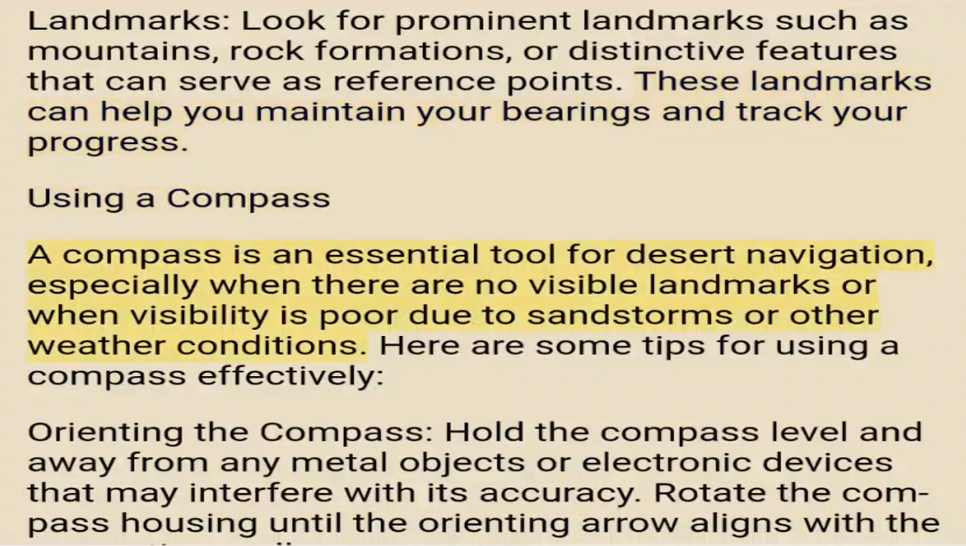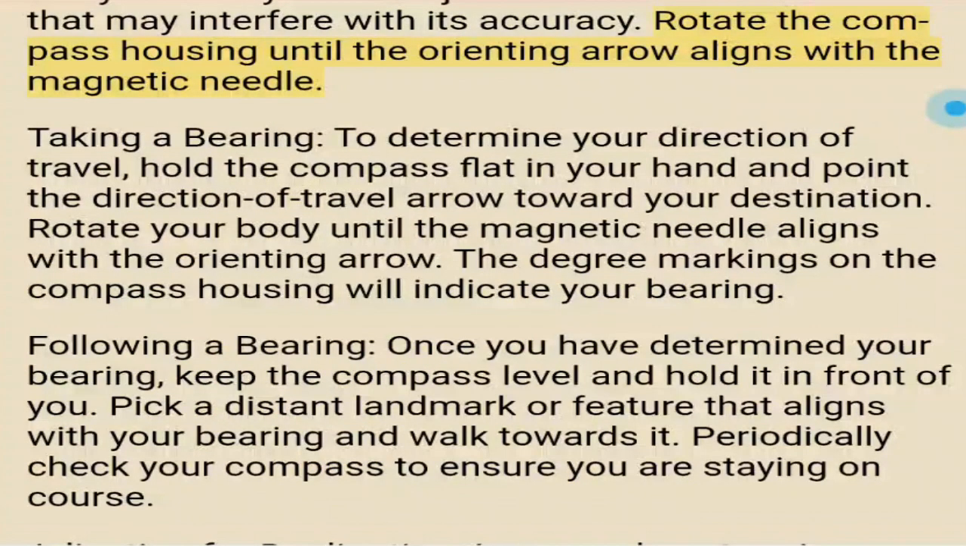Using a compass. A compass is an essential tool for desert navigation, especially when there are no visible landmarks or when visibility is poor due to sandstorms or other weather conditions. Here are some tips for using a compass effectively. Orienting the compass. Hold the compass level and away from any metal objects or electronic devices that may interfere with its accuracy. Rotate the compass housing until the orienting arrow aligns with the magnetic needle.